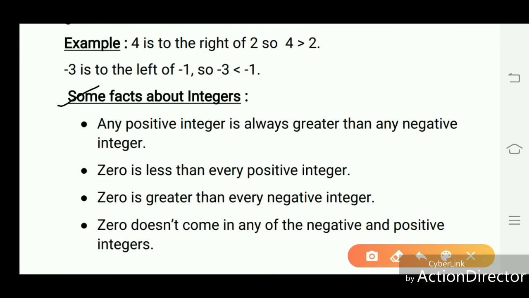Some facts about integers. Any positive integer is always greater than any negative integer. If a number has a positive symbol, it is always greater than a number with a negative symbol. 0 is less than every positive integer. 0 is greater than every negative integer. 0 does not come in either negative or positive integers because 0 is neither positive nor negative.